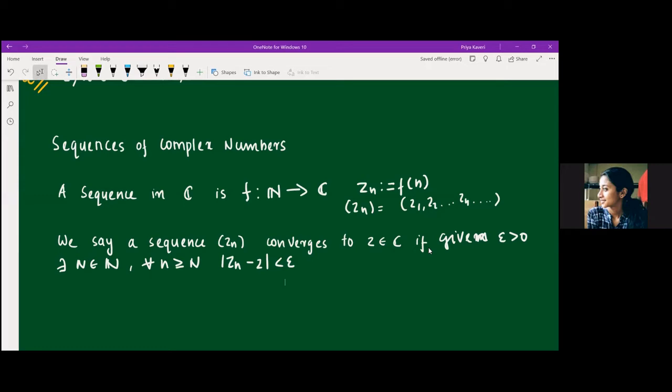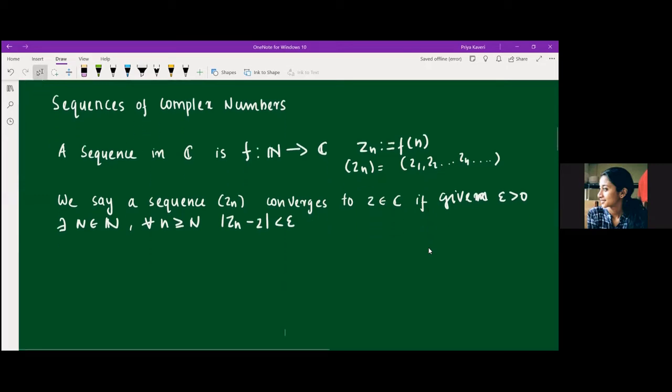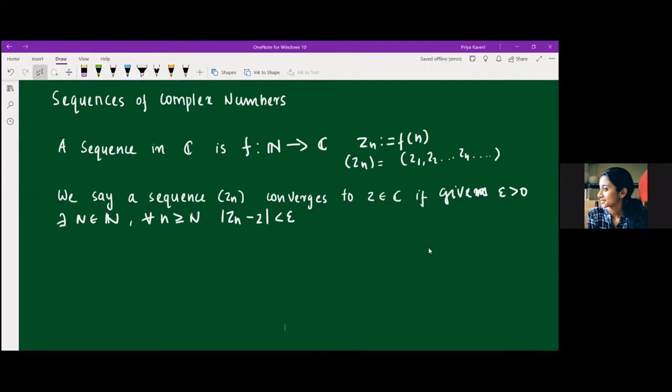But to use this definition, there is some difficulty. What is the difficulty? We need to know what Z is. So we need to guess the limit. How will we guess the limit? So we will look into that. Zn is a complex number, so Zn can be written as xn plus i yn, right? Here xn and yn are in R. Corresponding to each n, we have xn plus i yn. So corresponding to a complex sequence Zn, we are getting real sequences xn and yn.